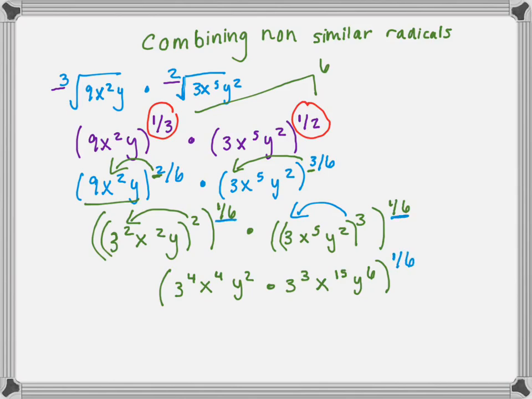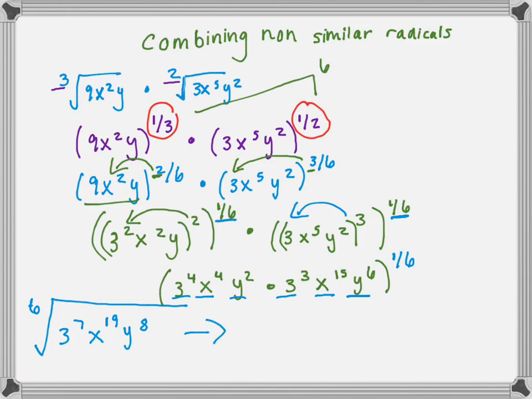So now if we really want to combine the whole thing, we can do the 6th root, because that's the same as 1/6, of 3 to the 7th, we're just combining like terms, x to the 19th, and y to the 8th. Okay, so now the good news about this is that we can actually simplify this further.